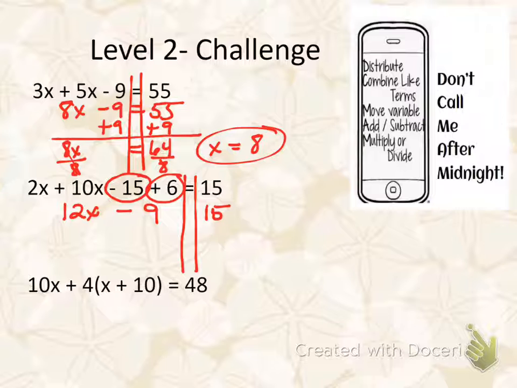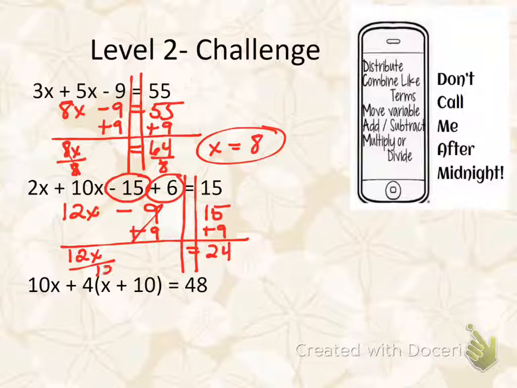And now it just becomes a regular two-step like we did the last time. So we're going to add 9 to each side. And we have 12x equals 15 plus 9 is 24. Divide by 12 on each side. X equals 2.